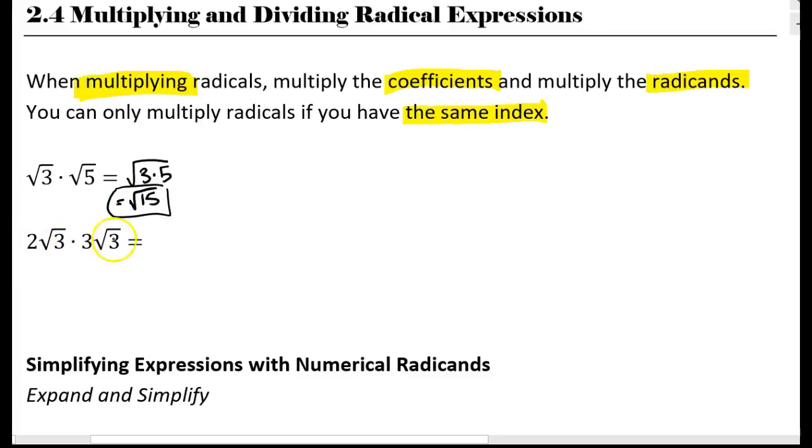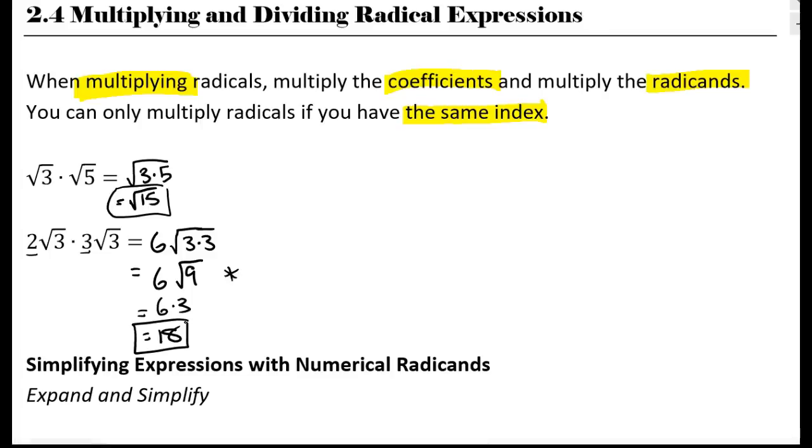Alternately, if we look at these two terms here, we've got 2 times 3 is 6. We multiply the coefficients, 2 times 3. Then we multiply the radicands, so we're dealing with root 3 times 3, which is actually root 9. Now, watch out, because we can take the square root of 9, so we can simplify this further. 6 times 3, or 18. So always check for that simplifying piece that we were doing in the previous lessons.